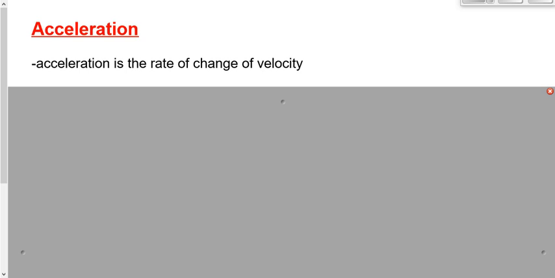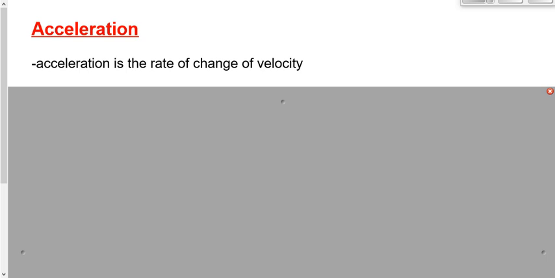So it's not just like, hey, velocity is increasing or velocity is decreasing, there's an acceleration. We're saying how quickly is the velocity increasing or how quickly is it decreasing. That's the acceleration, the rate at which the velocity changes, the rate at which the velocity increases or decreases.